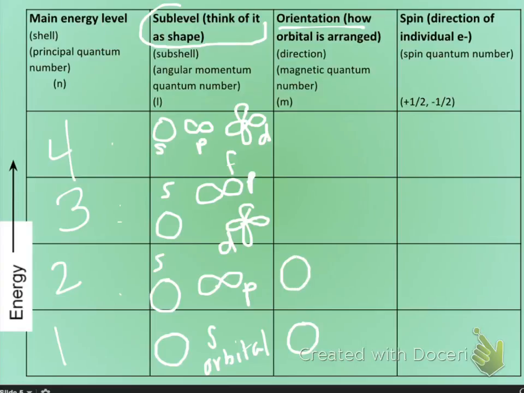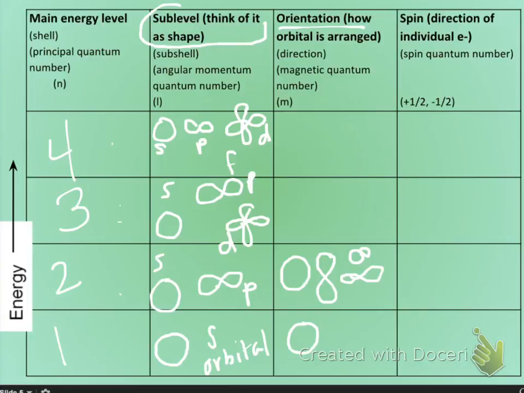But on the second main level, we added a P. So we have our P here. And we can orient it. We can arrange a p orbital 3 different ways. Guess how many p orbitals we have? 3! So we have, I've drawn this badly, the x, the y, and the z, which is notoriously difficult to draw. You'll just have to pretend that that's the z-axis.